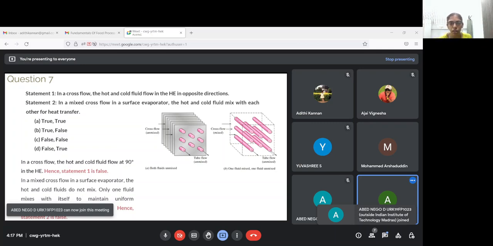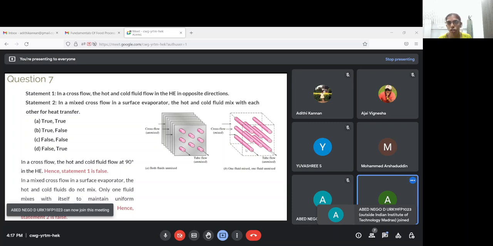I have to get back to you. But these are the two kinds. Mixed and unmixed is based on one single fluid. The two fluids do not mix. It is whether the mixing of the same fluid throughout the heat exchanger or not is the question here.